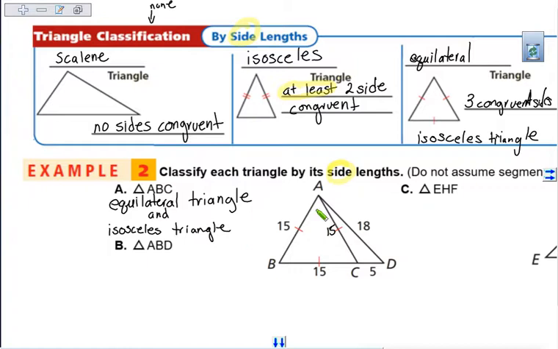The next one, we're looking at triangle ABD. So we have a triangle with a side length of 15 for AB, 18 for AD. And what's the length of AD? It's not 15, it's 20, because you're adding 15 and 20 together. So this is not isosceles. It is scalene because no sides are congruent.